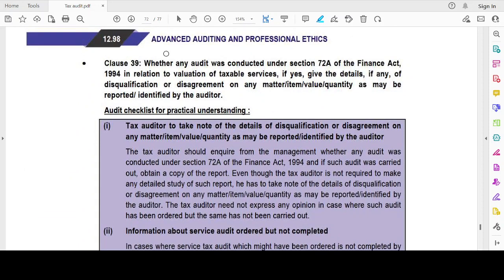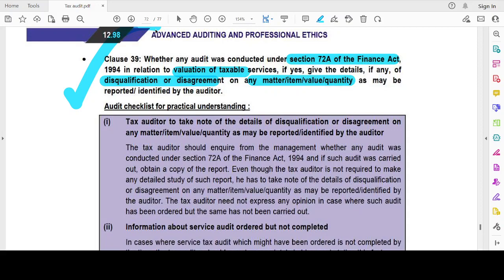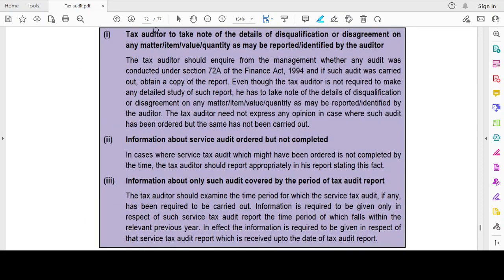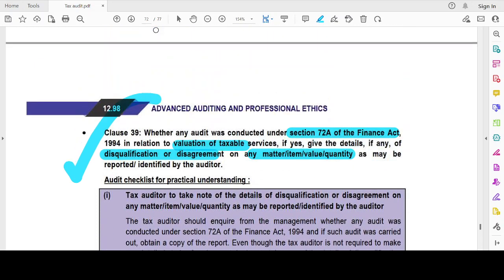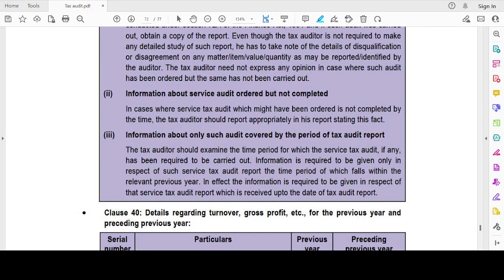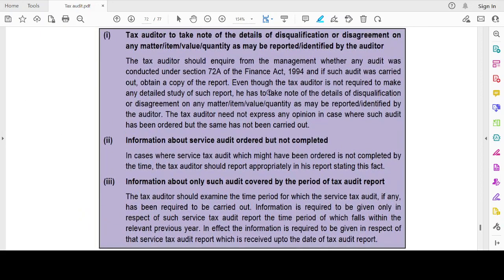Now, whether any audit was conducted under Section 72A of the Finance Act in relation to valuation of taxable services. If yes, give details of disqualification or disagreement on any matter or item or value or quantity as the case may be reported or identified by the auditor. Generally, it is like service tax audit. Okay, first it was cost audit, then it was excise audit, and then it was service tax audit. Okay, see.